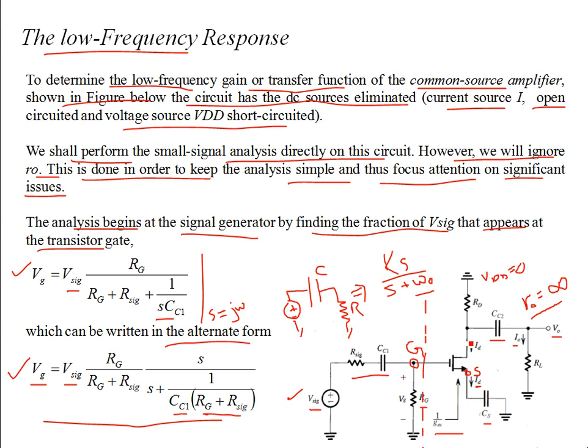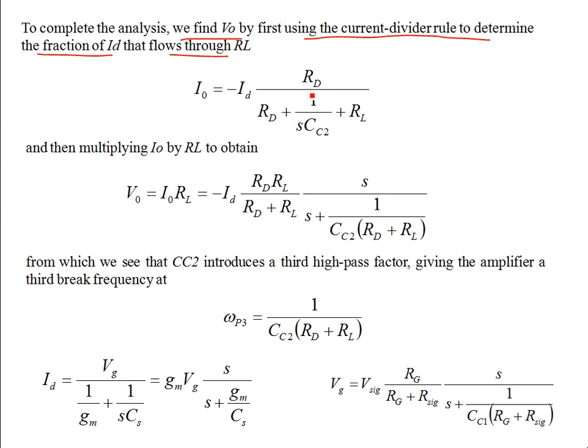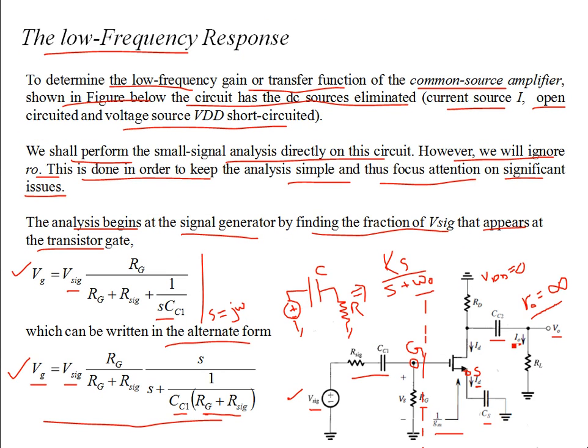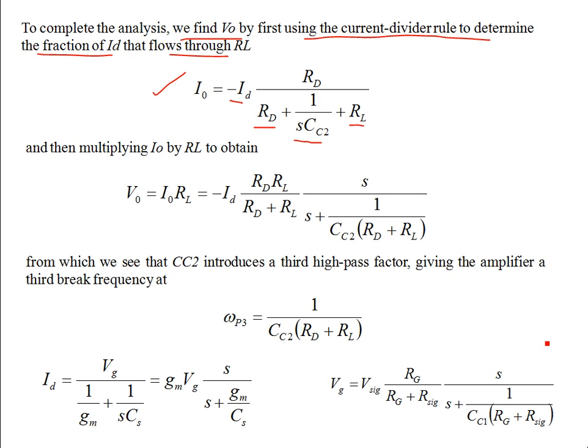If you apply the current divider rule to find I naught, the expression can be written as RD over (RD plus 1 over SCC2, which is the coupling capacitor reactance, plus RL). If you multiply this expression by RL, the load, you can find V naught. So you have a frequency dependent output signal V naught in terms of the complex frequency variable S, which you can see here. Again, this is a high pass type response.